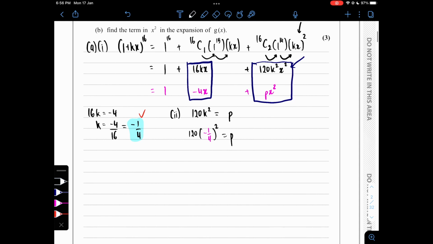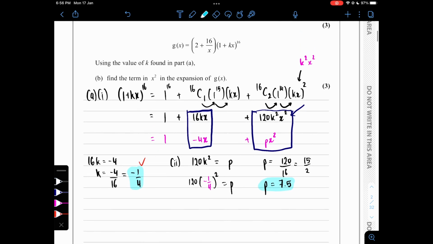So what will it equal? p equals 120 times 1 over 4 squared, which is 1 over 16. So 120 divided by 16, when you put it in the calculator, we get 15 over 2. So you can either write it as p equals 7.5 or 15 over 2. Both are correct. That is the answer for part II.